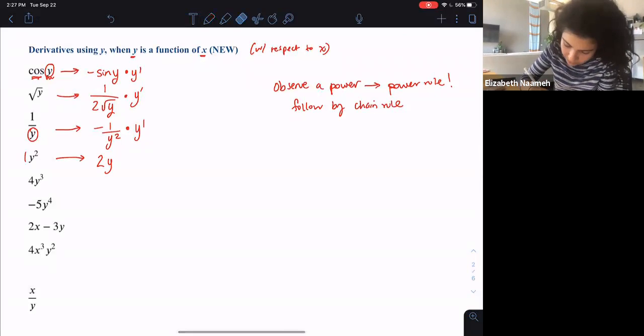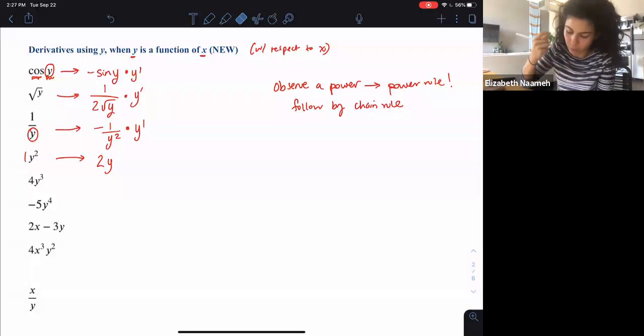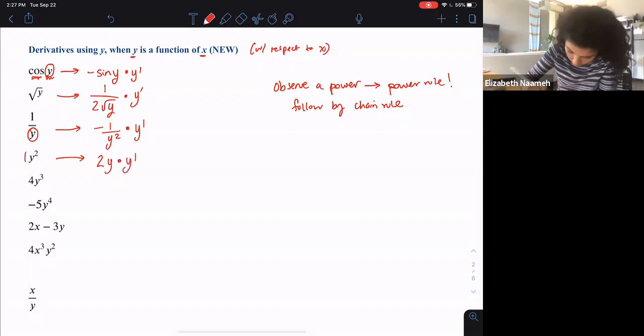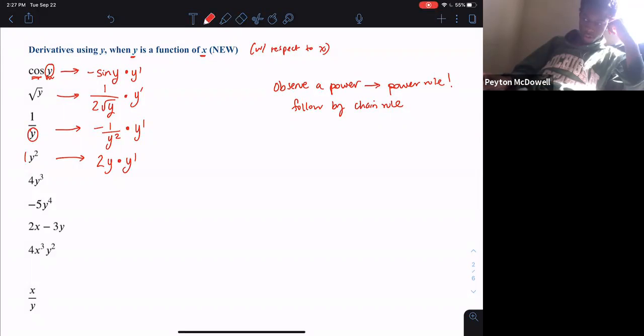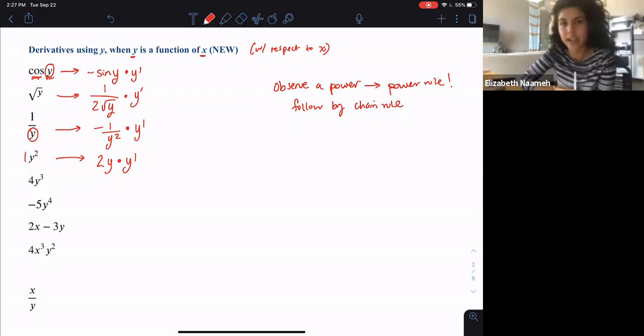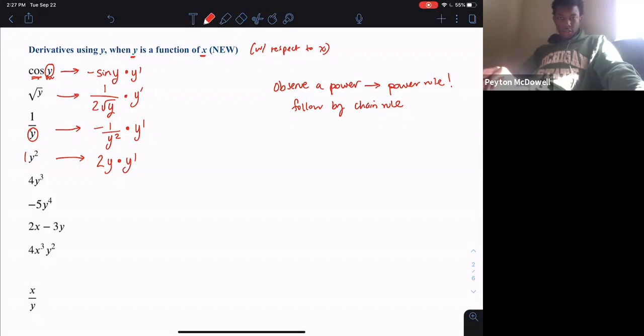By the way, that's not y prime. That's just y to the power of 1, which is just y, followed by the chain rule, so times y prime, the derivative of the inside. Does this only work for y? It's only if I say, give me the derivative of y, okay, y prime.